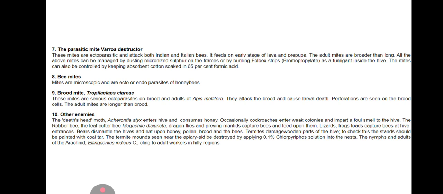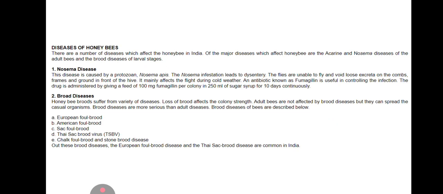Next is the parasitic mite, Varroa destructor, then bee mites, brood mites. The brood mite is Tropilaelaps clareae, and other enemies like the death's head moth and many more are there, but you should remember the important enemies. Coming to the diseases, the first important disease is Nosema disease.